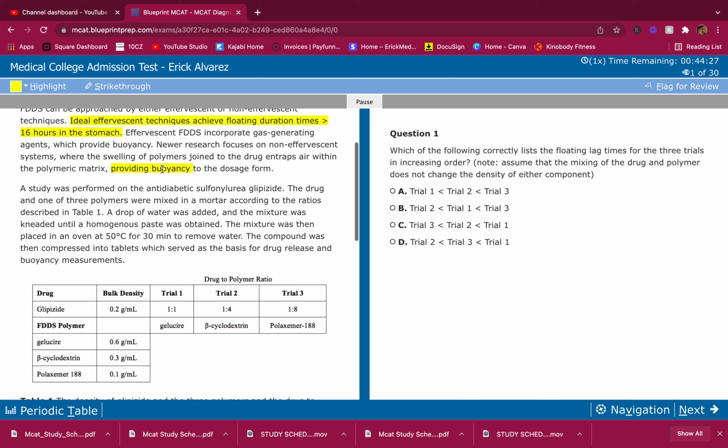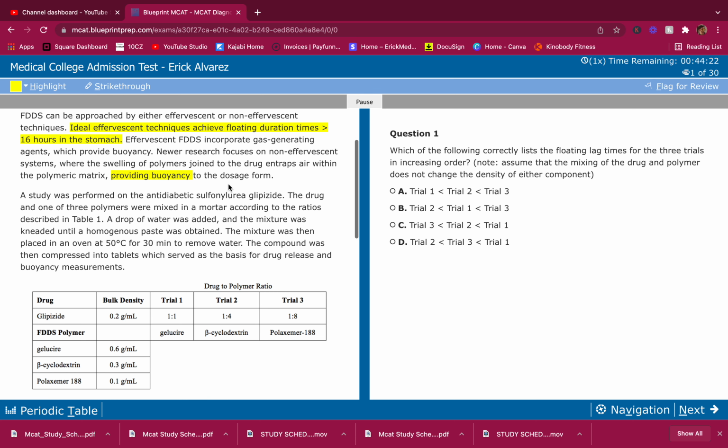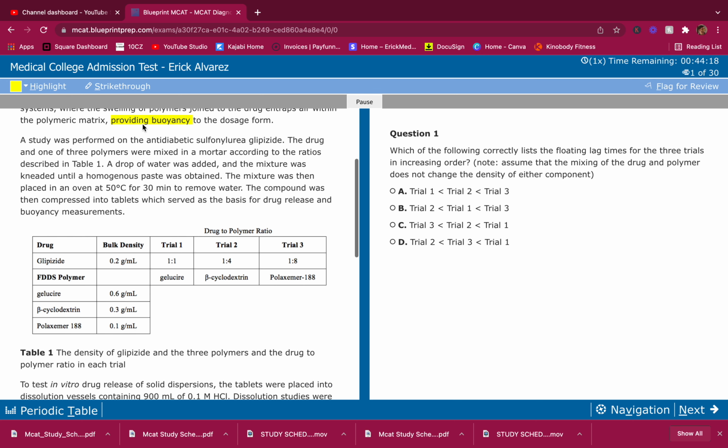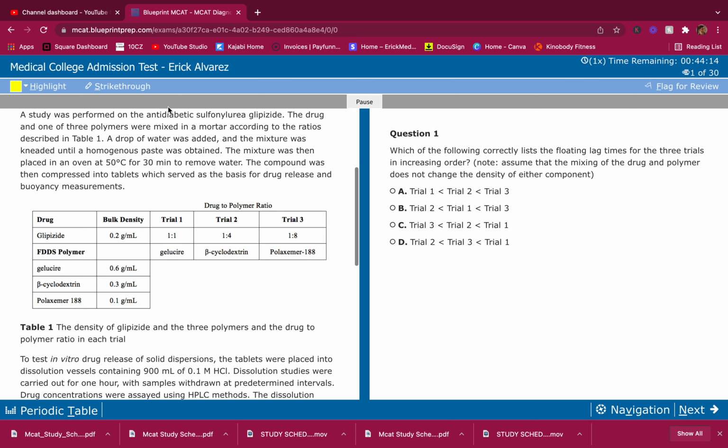They're starting to introduce some little complications there, but nothing too crazy. They want to find out how they can retain the dosage form of the drug. Okay, and they say, hey, if I provide buoyancy, maybe that would work. A study was performed on an anti-diabetic sulfonylurea glipizide. The drug and one of three polymers were mixed in a mortar according to the ratio described in Table 1.